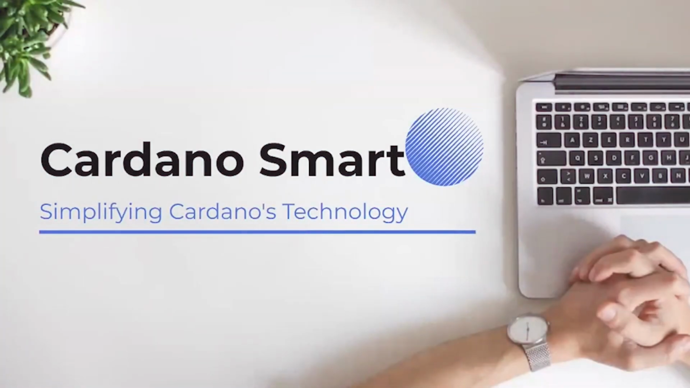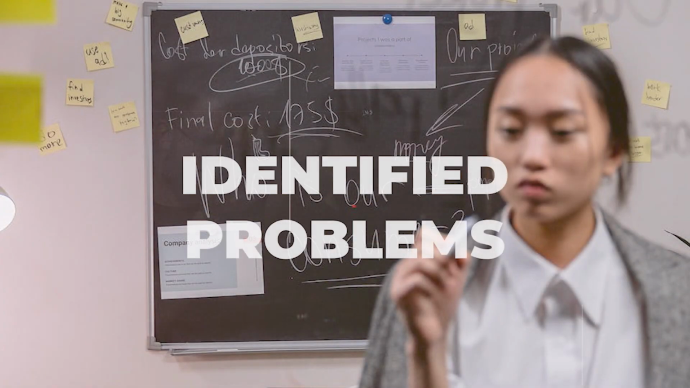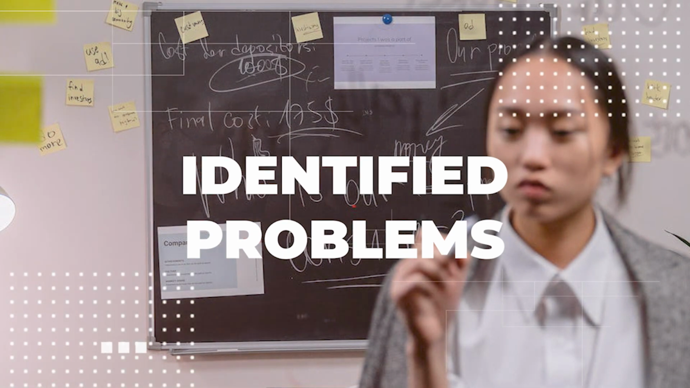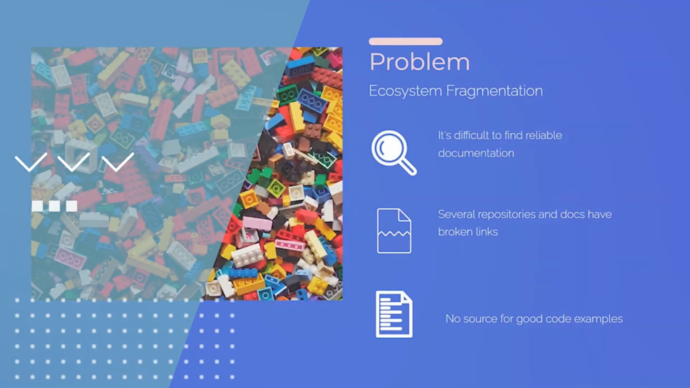Cardano Smart is a bot that is looking to solve three major problems that exist in the Cardano ecosystem. First, it is difficult to find reliable information. Most of the documentation is split between the three founding entities, and that documentation has a lot of problems. There are several broken links. There are repositories that are not updated, so they are not useful anymore. And there are many dead ends when you're trying to look for development tools. And finally, there are no good code examples for people that want to create apps.